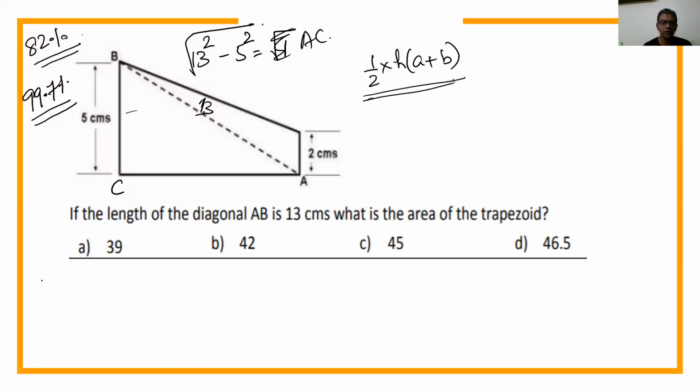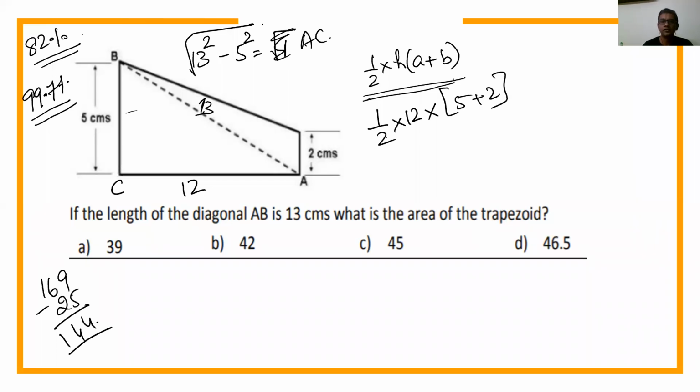And 13 square is 169. 5 square is 25. So I have 144, and the square root of 144 is 12. So this is 12. And thus, I have an area which is half of, height is 12, and sum of the sides is 5 plus 2, which is 7. So 6 7s are 42. Beauty. Guys got it. Very nice.